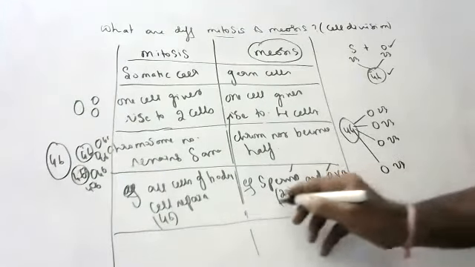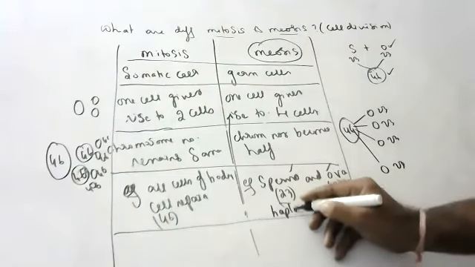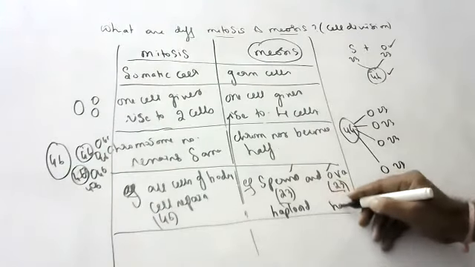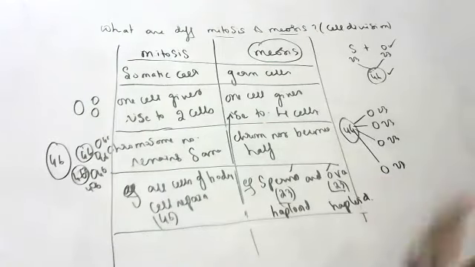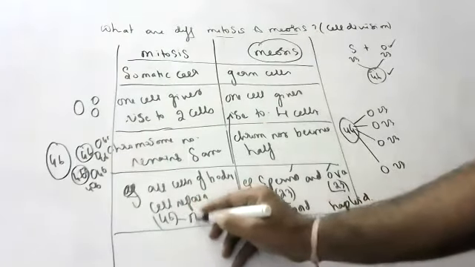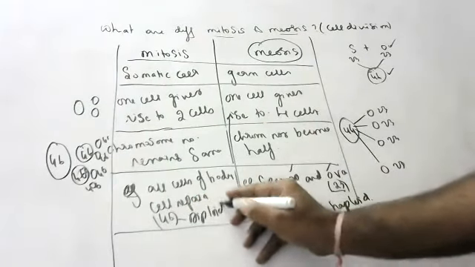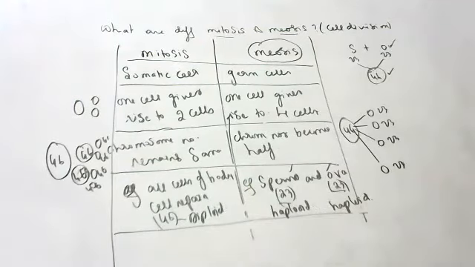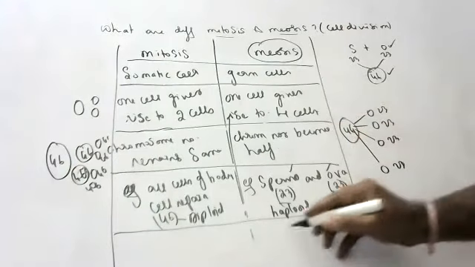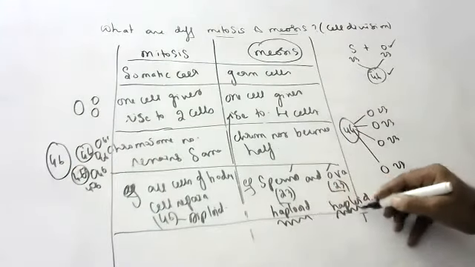This half number of chromosomes is called haploid. A single set is called haploid. A double set is called diploid. A triple set is called triploid. Four sets are called tetraploid. So haploid is a single set of chromosomes.